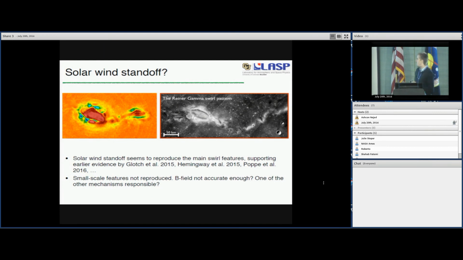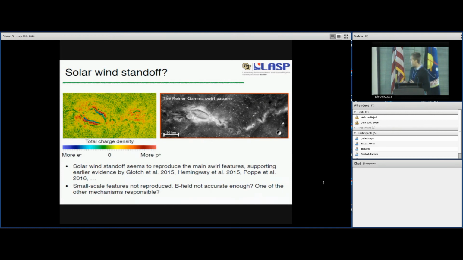But secondly, I also think it'll be very, very hard just by having the solar wind standoff to reproduce all these little tiny features, because you need quite a big magnetic field strength for that. So if you really want to have these very narrow lines, you should have at least 400 or 500 nanoteslas. But if that were the case, we would see it higher up as well. So maybe there's something else responsible for that.